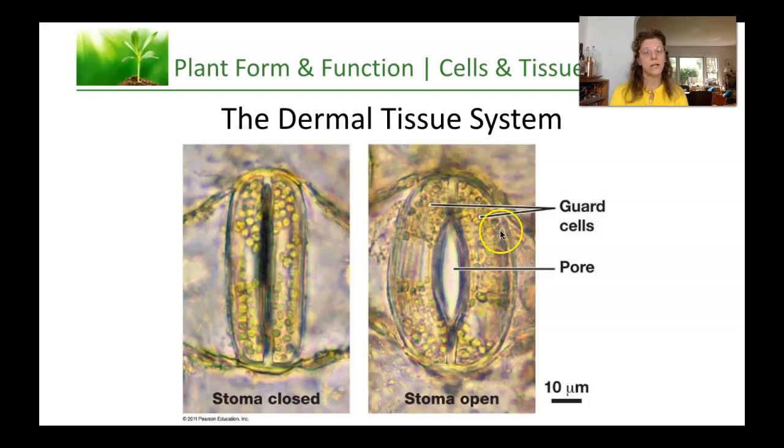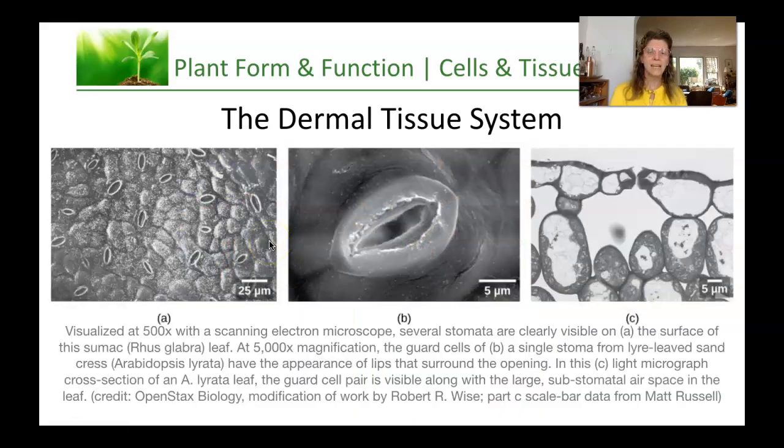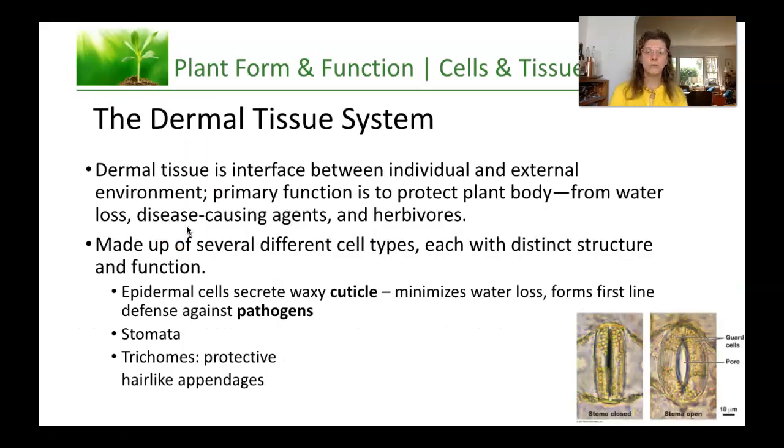And this is what a stoma looks like open, and this is what it looks like closed. Remember that the guard cell is here and the pore is actually in between here. And here are just some examples of what that looks like. They always look like little tiny mouths to me. And here's just a couple of images of that dermal tissue, and this is on a lyrata leaf, and you can see that this is a type of Arabidopsis plant, and you see a single stoma here, and many stomata here.